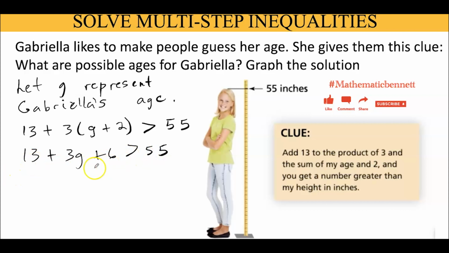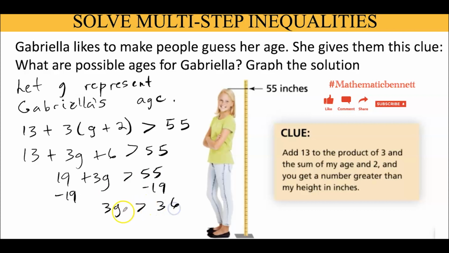We notice that we have like terms on the left side, so we can group our like terms. 13 plus 6 would give me 19. So 19 plus 3G is greater than 55. From there, I can subtract 19 on both sides. I see that 3G would be greater than 36. Then I can divide both sides by 3 to eliminate this 3 and get G by itself, and we see that G would be greater than 12.